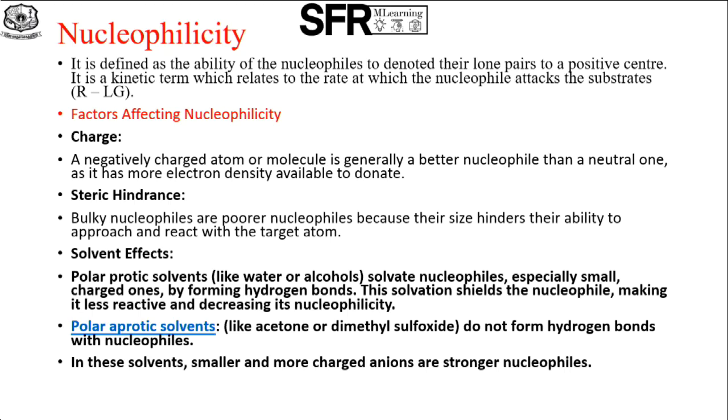And then the next affecting factor is solvent effect. Solvent effect involves polar aprotic solvents and polar protic solvents. Polar protic solvents, that is water molecules and alcohols, are the polar protic solvents. These solvents have the ability to solvate, and there is a possibility of forming hydrogen bonds with the solvents. So that reduces the nucleophilicity. Whereas polar aprotic solvents like acetone and dimethyl sulfoxide, there is no possibility for the formation of hydrogen bonds. So the nucleophilicity increases.